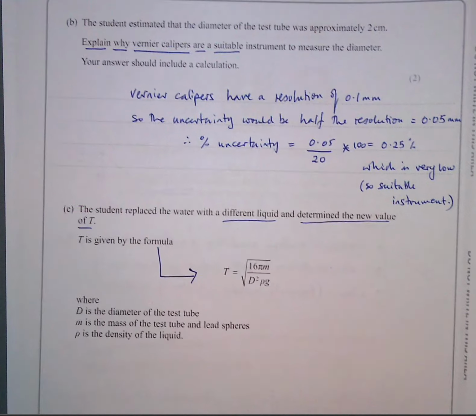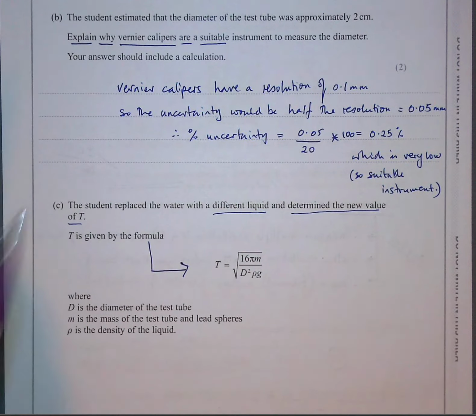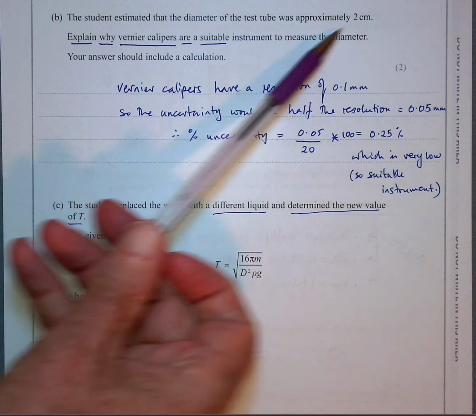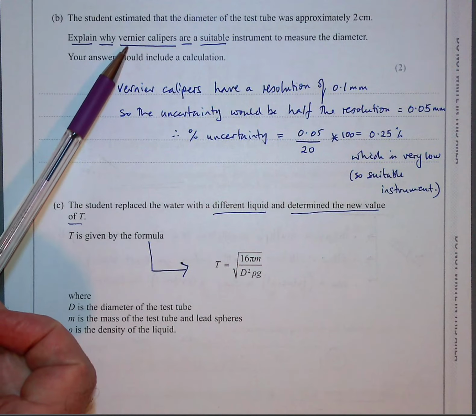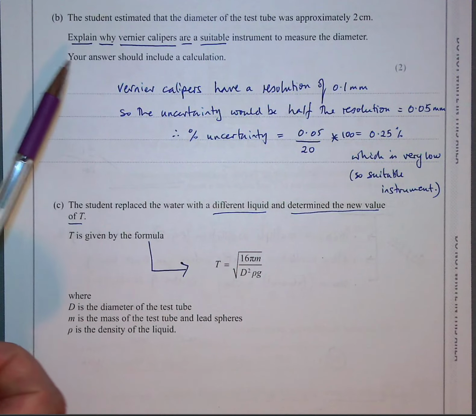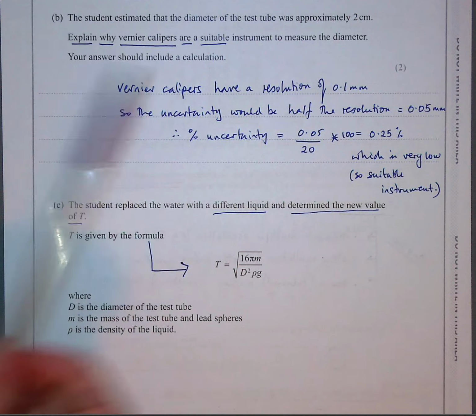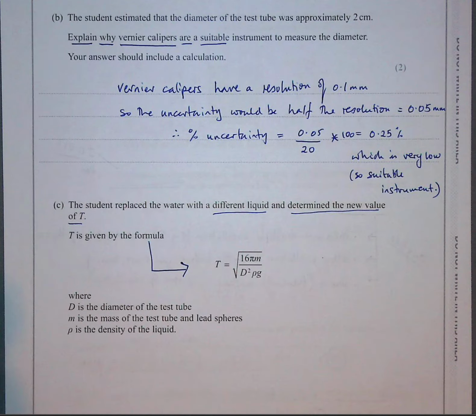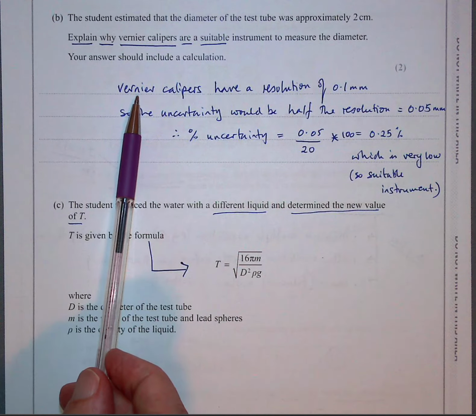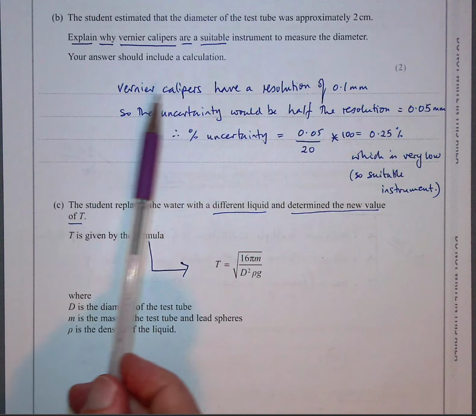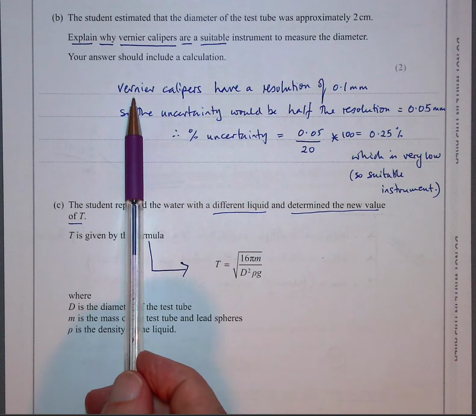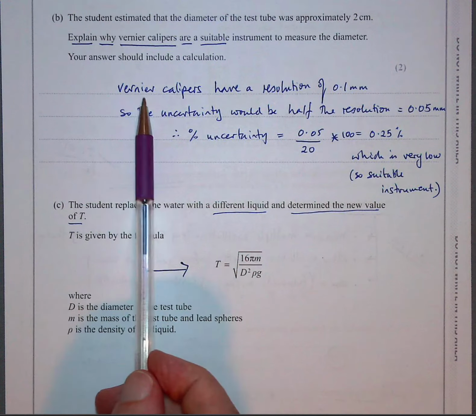The next question, the continuation goes: the student estimated that the diameter of the test tube was approximately 2 centimeters. Explain why vernier calipers are a suitable instrument to measure that diameter. Your answer should include a calculation. So they're telling you, in other words, a hint: work out what the percentage uncertainty will be with vernier calipers. Now, vernier calipers is not digital calipers, and vernier calipers use a vernier scale, and you need to know how to read them. If you haven't, go and look it up.